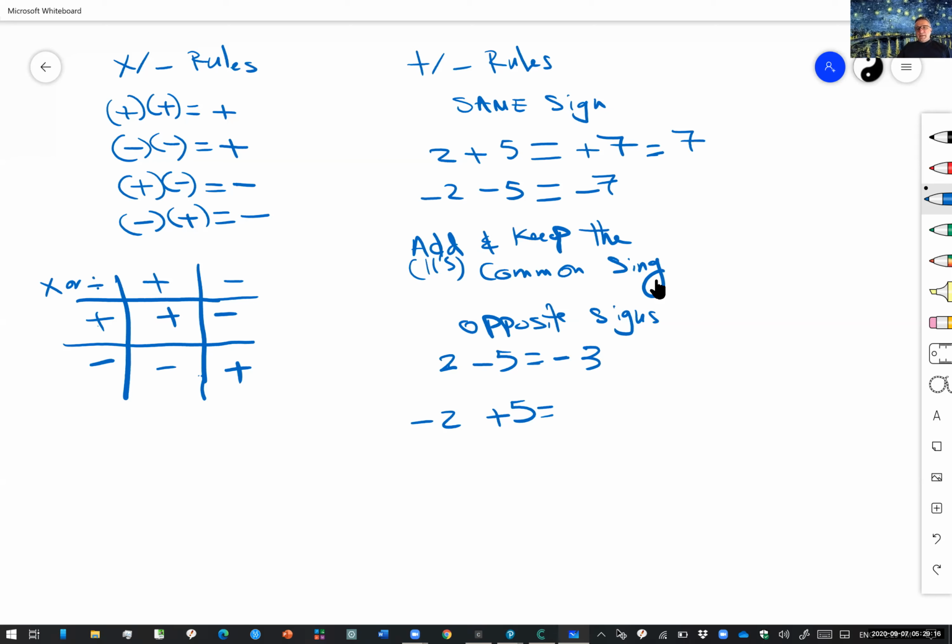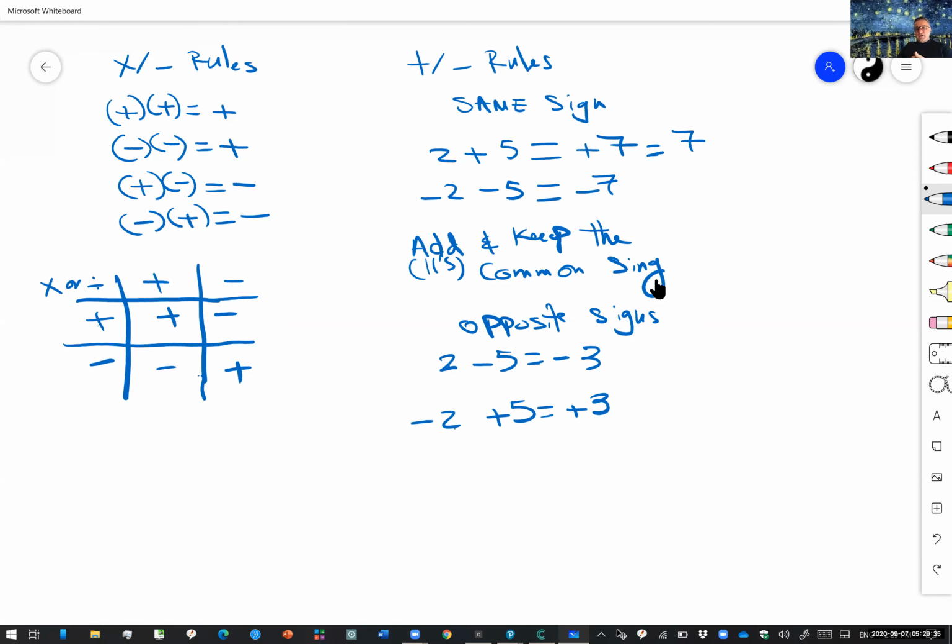All right. How about here? You're overdrawn at -$2. You go ahead and deposit a $5 bill right into your account. What's your account balance going to be now? +3. Notice once again, what was the operation?